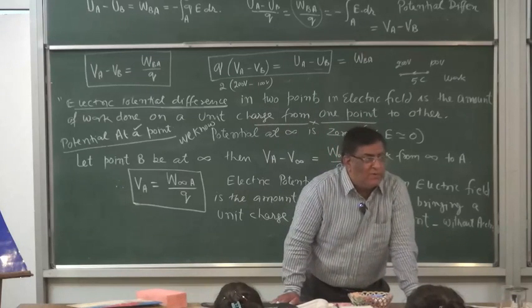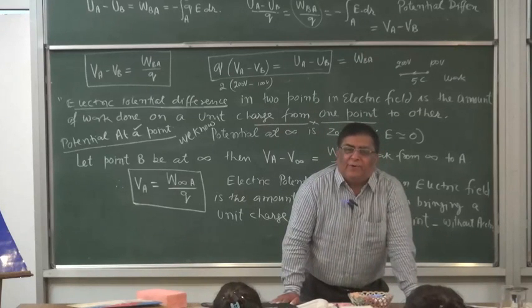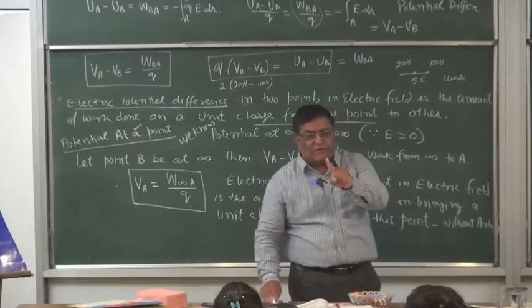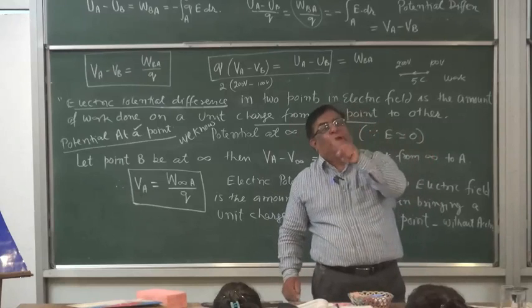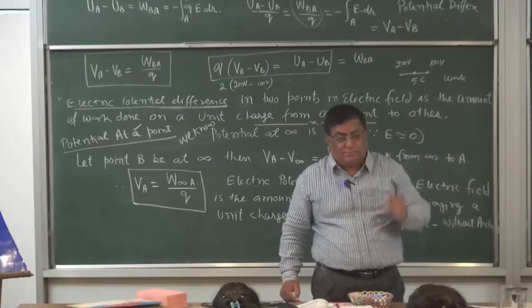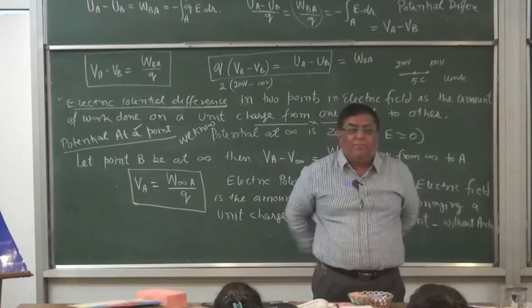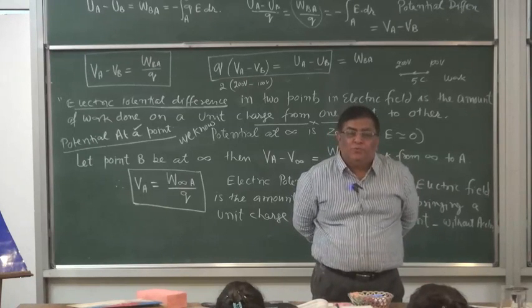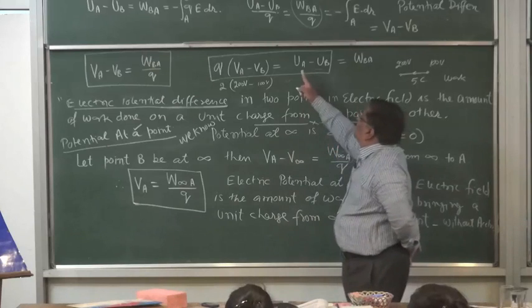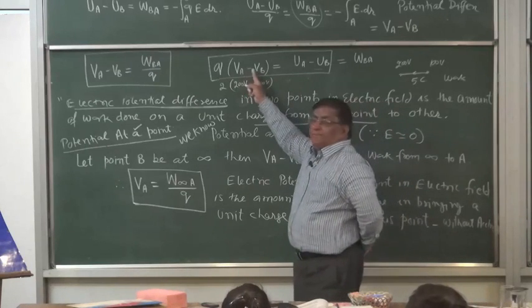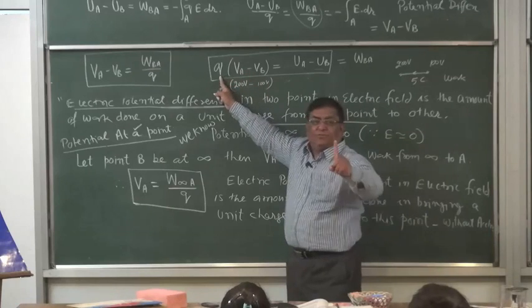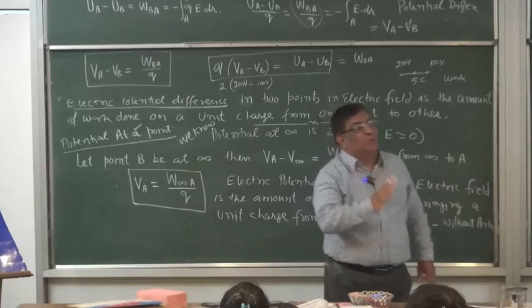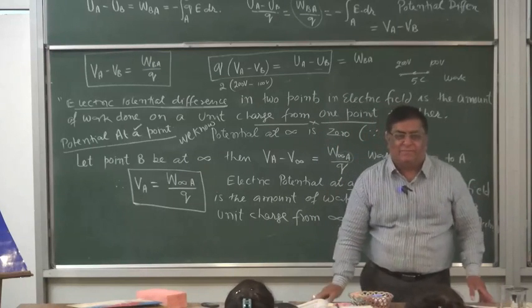In our household electricity, we are getting a potential difference of 220 volt. That means when one charge goes from plus to minus through the bulb, 1 coulomb charge, how much work will it do? What is the potential difference? 220 volt. How much is the charge? 1. So how much work will it do? 220 joule. Everything in SI system.